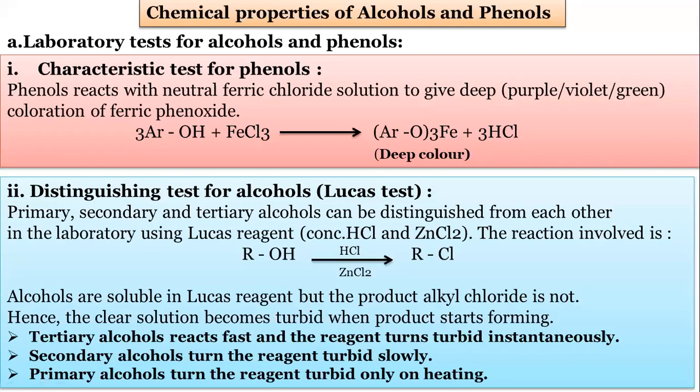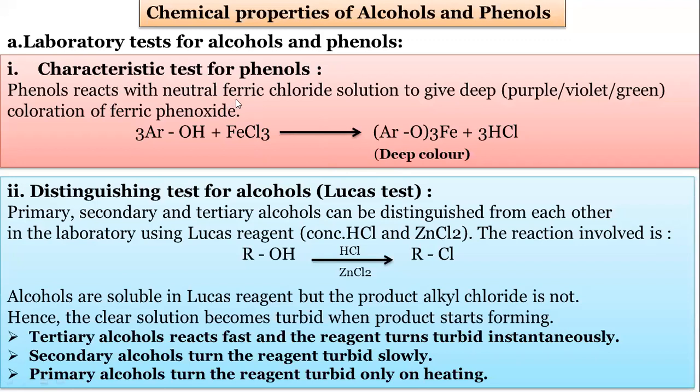Now the chemical properties of alcohols and phenols, how they react. In our laboratory, we can test phenols and alcohols. This is a distinguishing test between alcohols and phenols. Remember, this is very important and is asked for 1 mark. Characteristic test for phenols and alcohols.